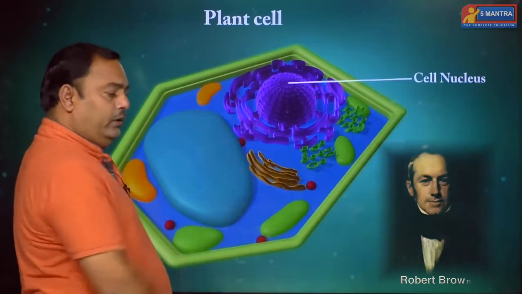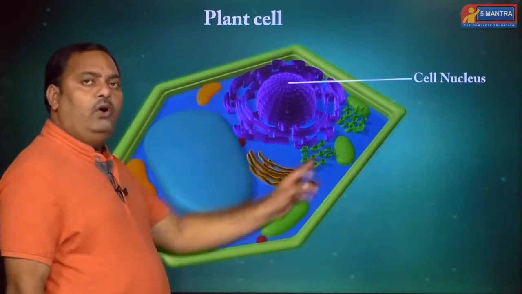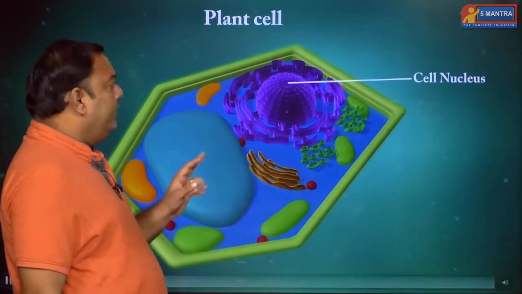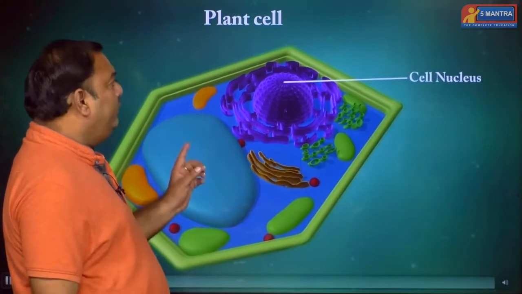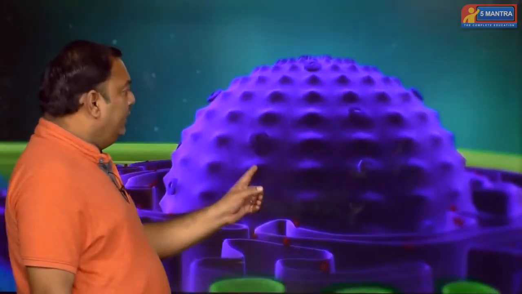Robert Brown discovered the nucleus in 1831, and it controls all the other cell organelles of the plant cell. Next, when you come to the other cell organelles, later on we will come to one more cell organelle. Now we'll just enter into the nucleus.